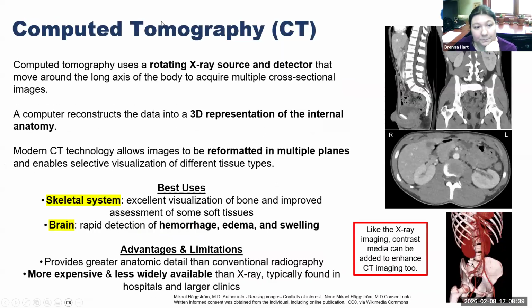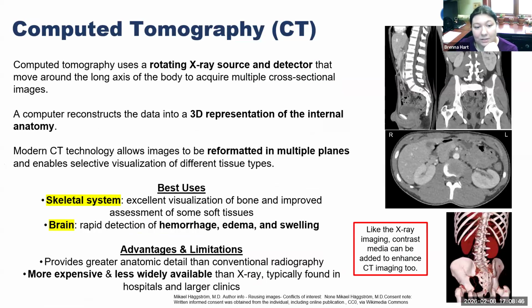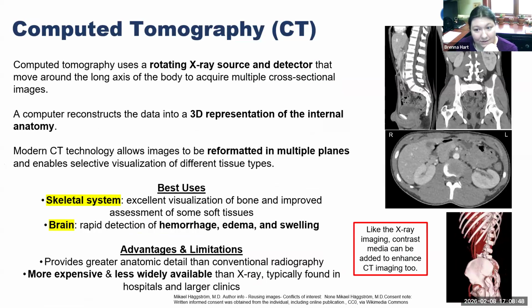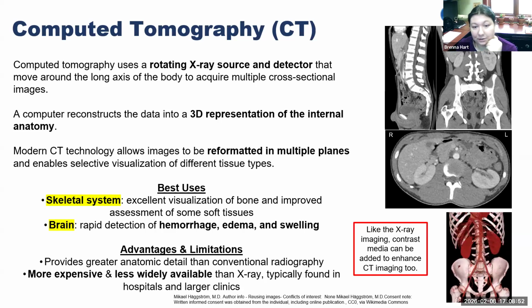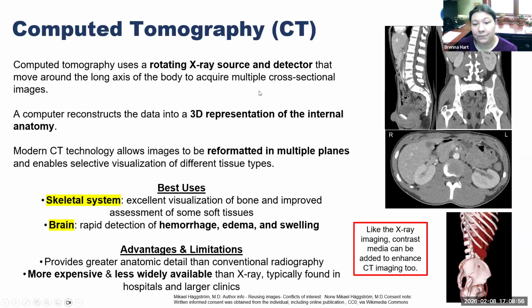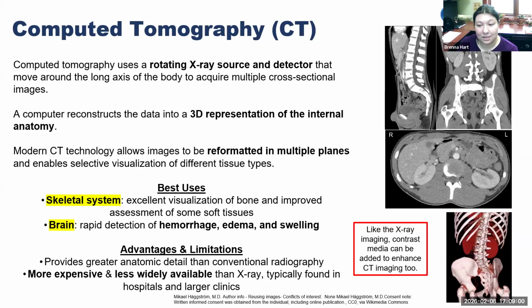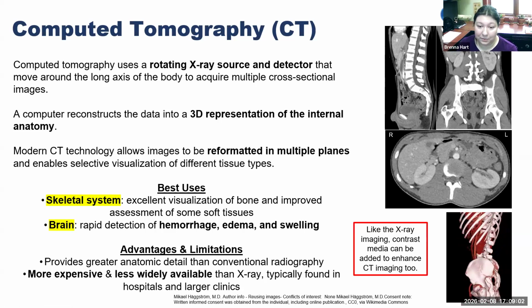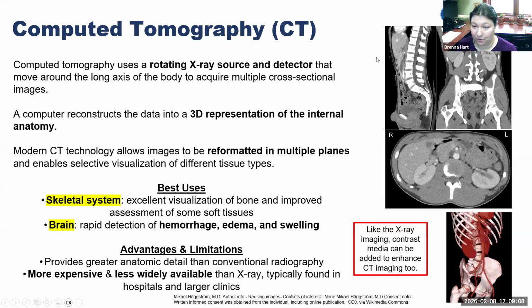Then we have the next step up. So then we have computed tomography, or CT scanning. It is still basically a fancy X-ray. So at this point, you have a rotating X-ray source and detector that are going to go around the long axis of the body and they're going to acquire multiple cross-sectional images. Now, because it is picked up and reconstructed through computers and everything, we basically can rebuild a 3D representation of all these internal structures and view them in whatever plane is best for you.